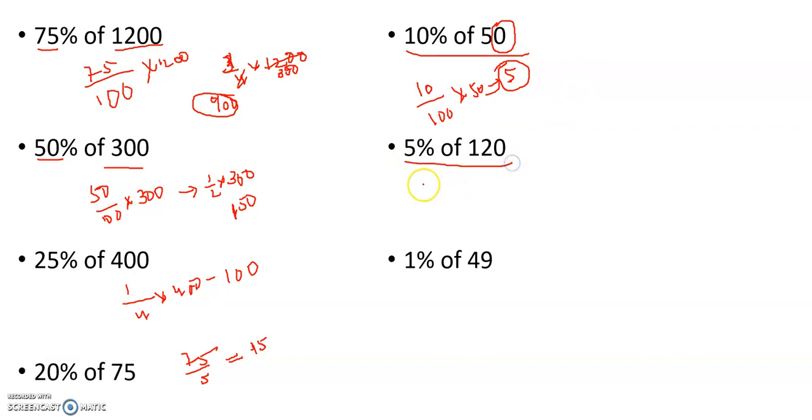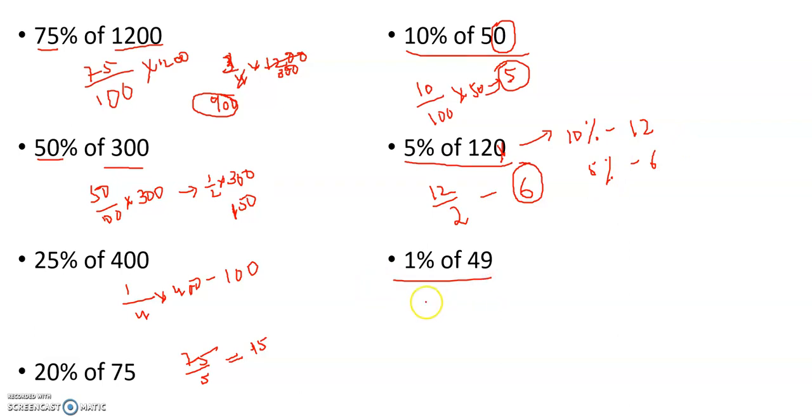And 5% of 120. In this you can just calculate 10% first. 10% is 12, just remove the last digit, and divide it by 2. So 5% of 120 is 6.